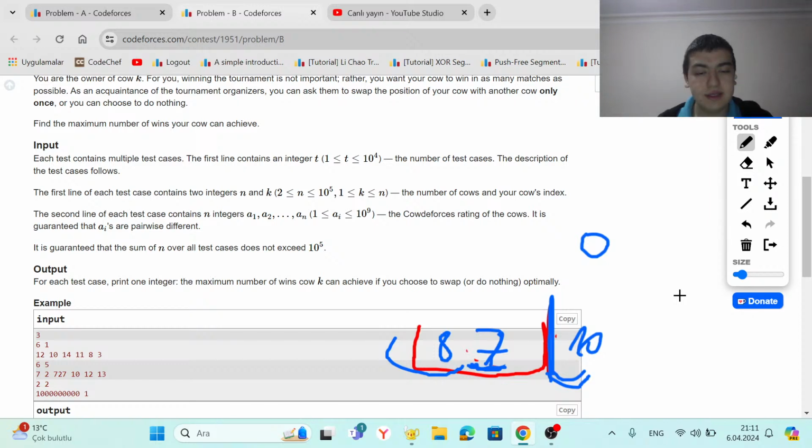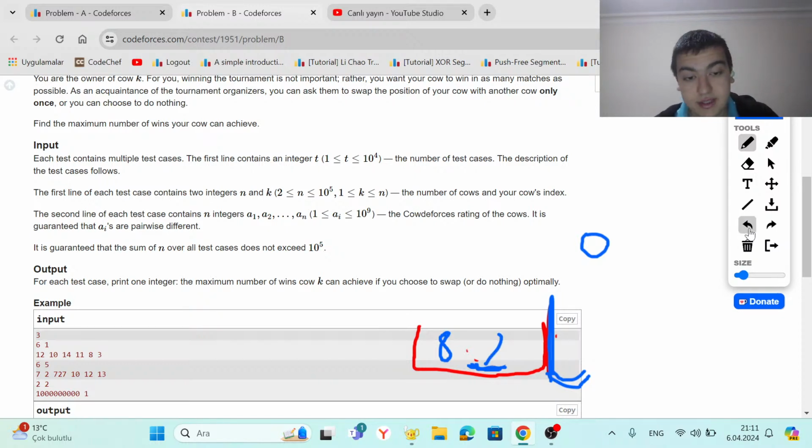And after that swap, we can look at the situation. We can look at the case: how many matches can we win. This is the first option. In this option, if we have an element that is greater than us on our left, we should swap with the leftmost one. Let's say 7 and let's say 8.